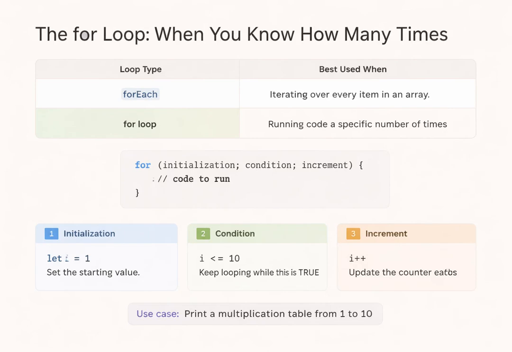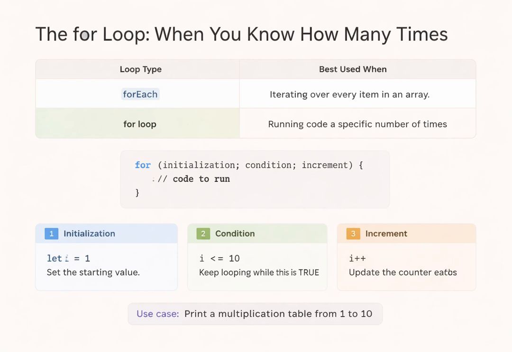Now let's move on to the for loop. While for each is perfect for going through every item in an array, the for loop is your tool when you know exactly how many times you want something to repeat. A classic example is building a multiplication table. You know you want to go from 1 to 10, so you set that up explicitly.